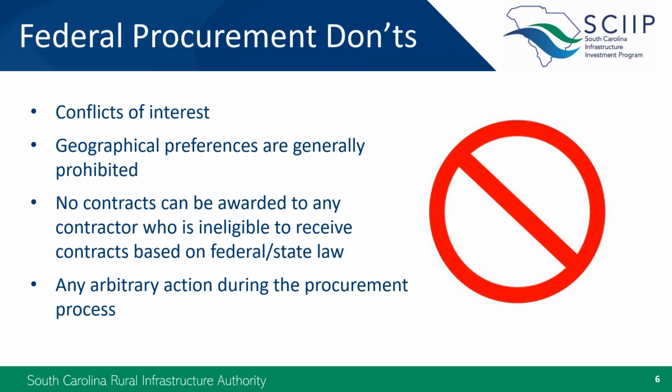We know that many local procurement codes encourage scoring preferences for local contractors, but that would not be allowed when procuring any services other than engineering. Federal and state laws both prohibit contracts being awarded to debarred contractors, and you will be required to check this on the sam.gov site. And in general, you should be able to provide a sound rationale for any action taken during the procurement process.